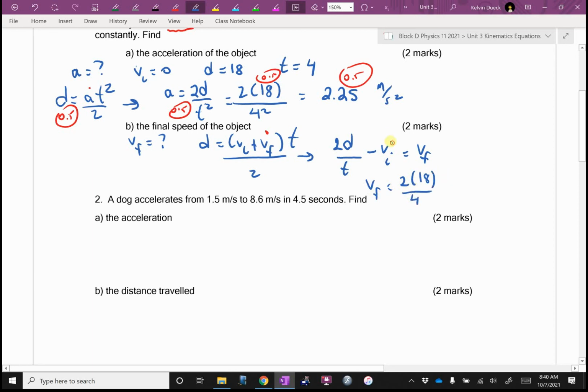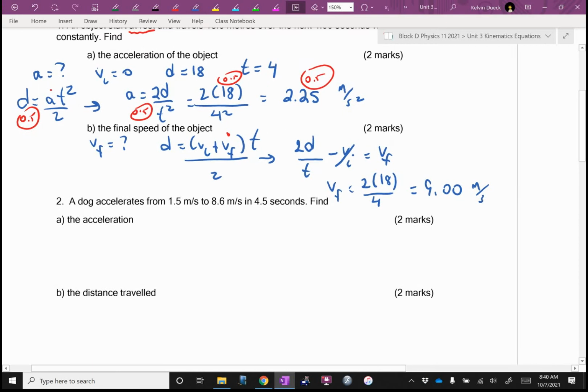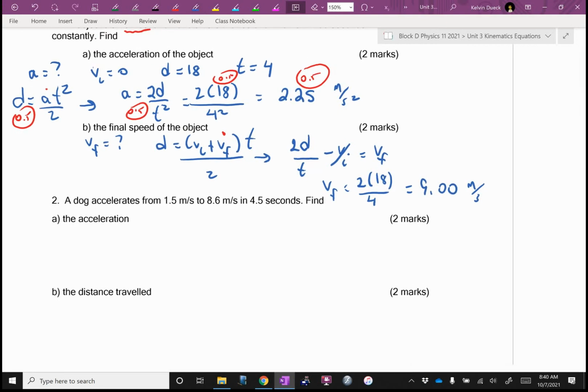Oh, VI is 0. I could have ignored that, couldn't I? Oh, I can do this in my head. 9? Yes? And I'll make it look really impressive. I'll go to 3 sig figs. I'll go 9.00. If you didn't, that's fine. Units. Okay. Again, 2 out of 2 for the correct answer. Otherwise, I would give you half mark for that, half mark for that, half mark for the numbers, and a half mark for the answer.